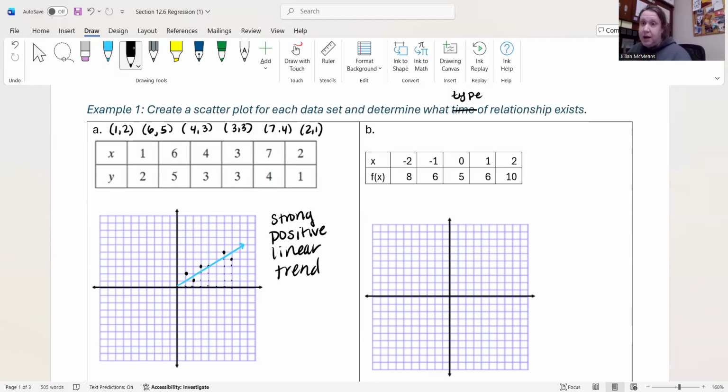You would plot the points. Okay, now I will show you in just a moment how to do these on the calculator and then how to do them on Desmos.